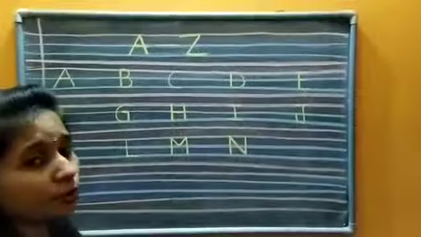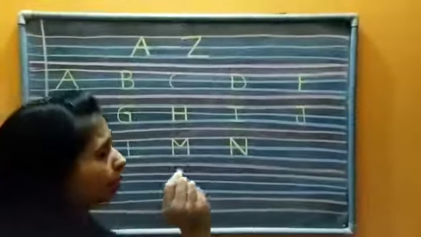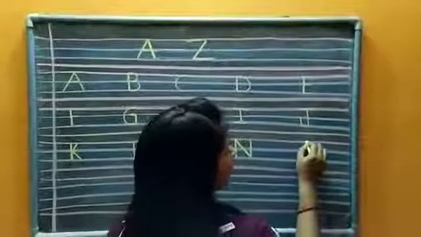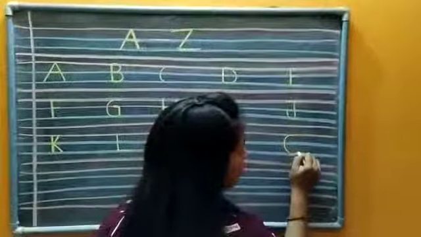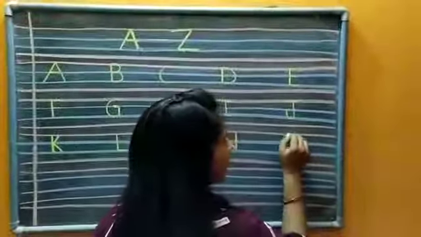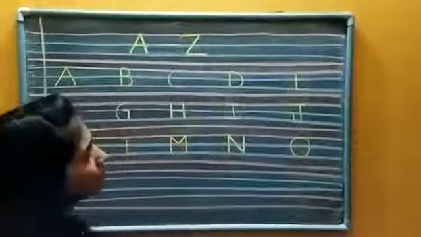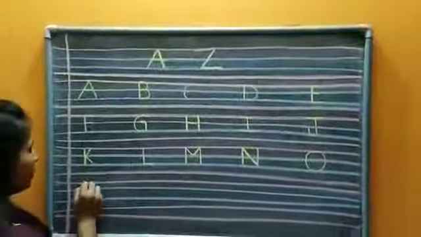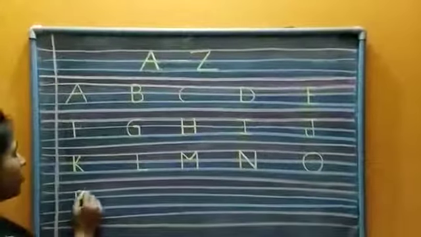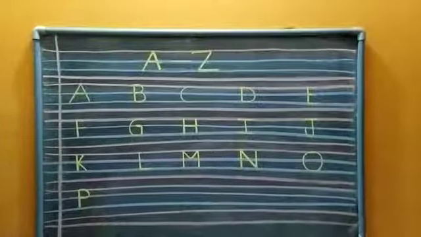Now the time to write O. Okay. From the pink line, put a dot, turn it, join the blue line, come up again and join the same line. Okay, it is O. Now the time to write P. Here we go. 1 standing line, turn it and join here. It is P.